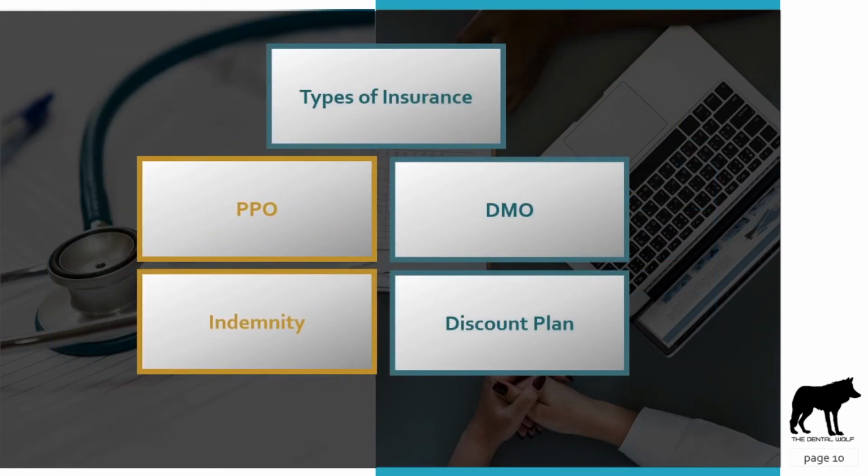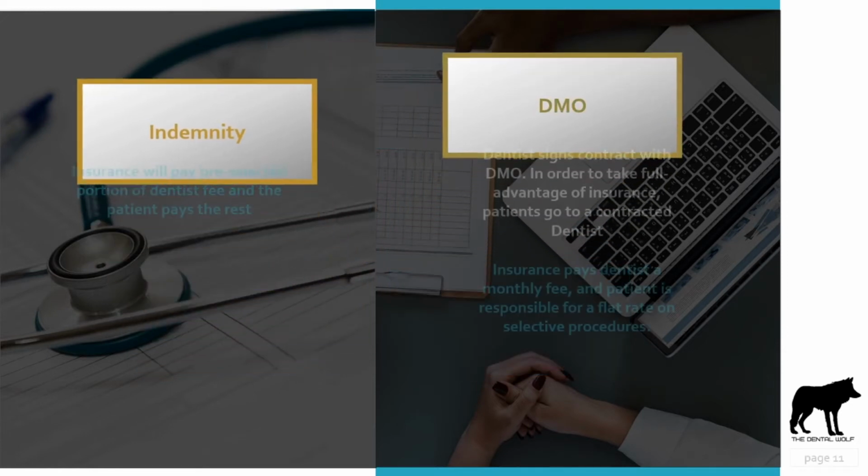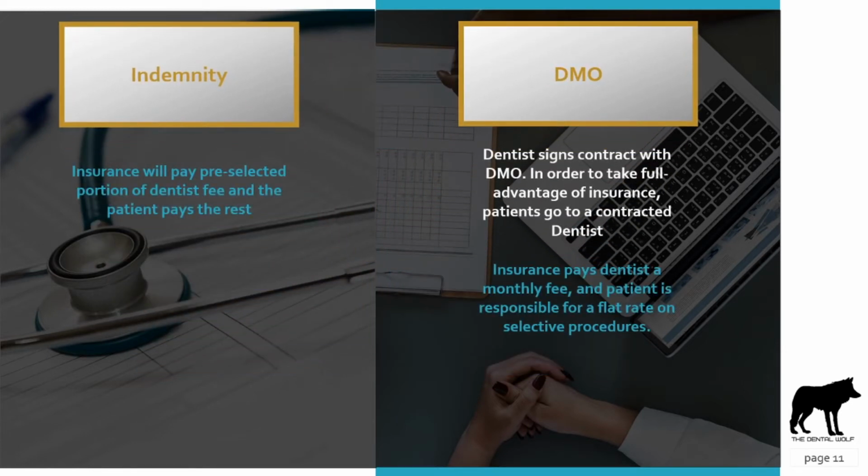So let's go ahead and compare an indemnity plan with a DMO plan. Now, DMO plans are the ones that dentists do not like at all, and in my opinion these are awful for patients, for dentists, for everyone involved except for the insurance company. The way it works is a dentist will sign a contract with the DMO. In medicine, these are called HMOs, and in order to take full advantage of the insurance, the patients have to go to a contracted dentist.